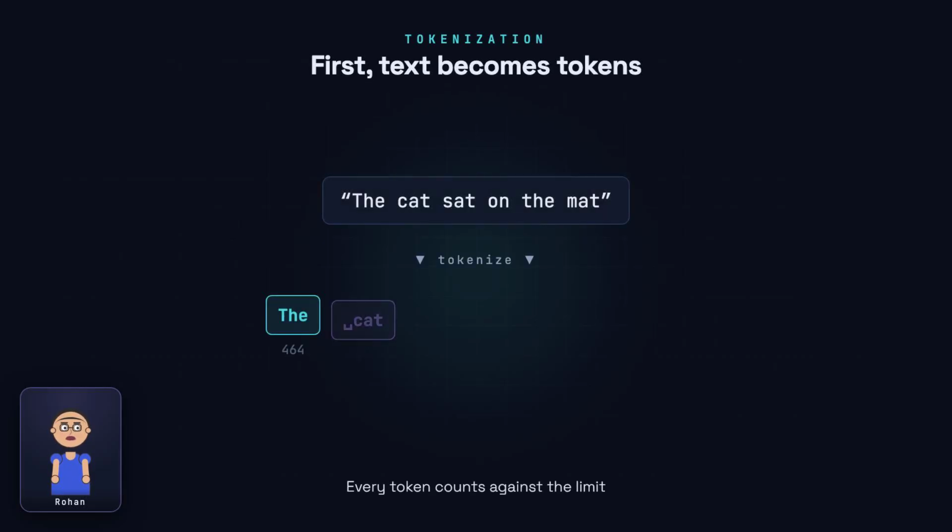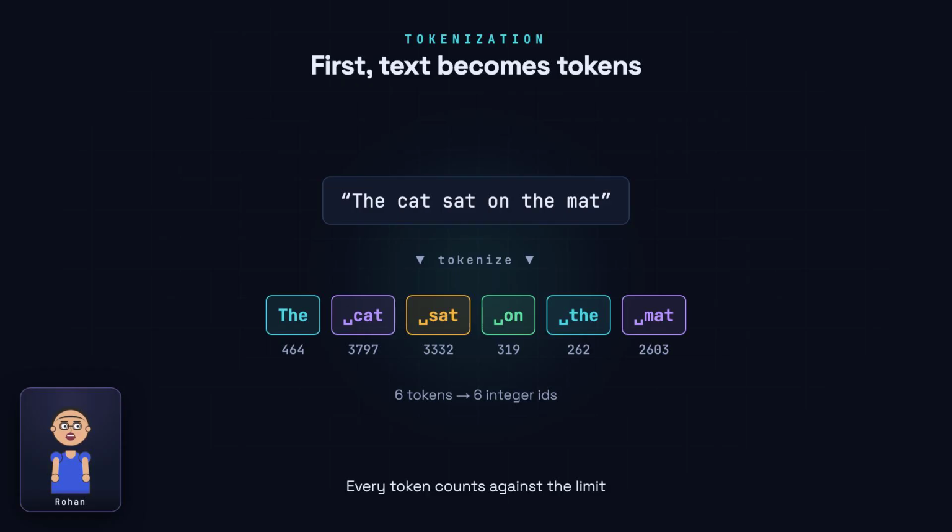A token is a chunk of text, often a word or a piece of one, that the model treats as a single unit. Before anything else, your text is split into these tokens, each with its own numeric id. This matters because the model's memory limit is measured in tokens, not characters or words. So the very first step is turning language into a list of numbered pieces.